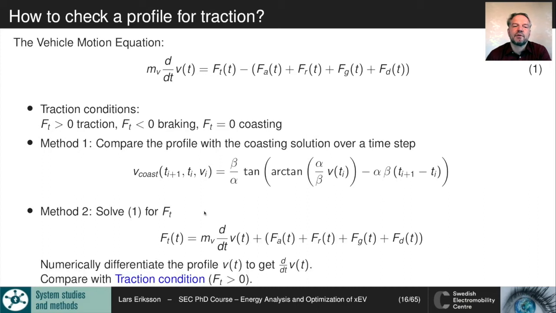Method number two is the one that I am suggesting that you use in the hand-in assignment. You take the vehicle motion equation where you have the acceleration, deceleration profile, the aerodynamic drag, and the rolling resistance losses. By comparing these three terms to each other, we can determine whether or not FT is positive or negative. If it's positive, then we have traction condition, while if it's negative or zero, then we are in coasting or in braking. So then there is not a need for traction.